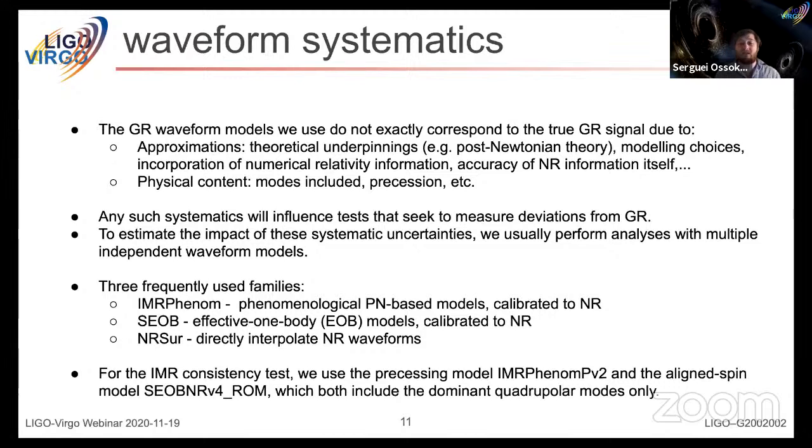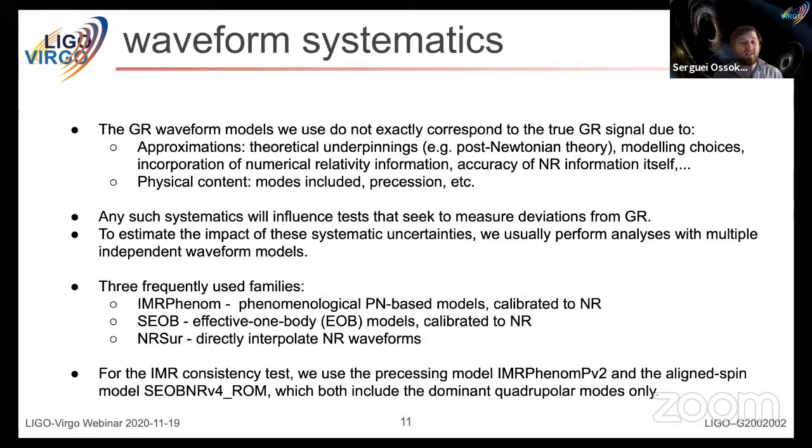Of course, any such systematic effect will affect tests that seek to measure deviations from general relativity. So in order to gauge the impact of such uncertainties, we usually perform our analyses with multiple independent waveform models, and then look at the impact systematics have on the final results. And this is something you will see for other tests as well.